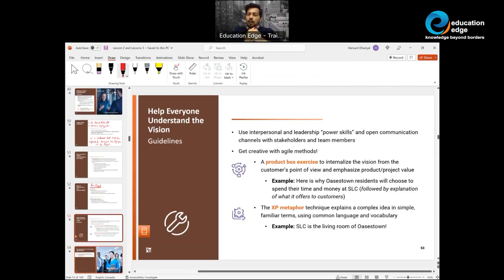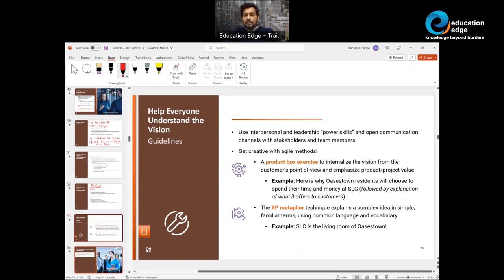Good project managers are constantly looking for opportunities to communicate the vision and ensure that organizational resources understand the vision, and this happens by communicating the vision constantly. There are ways that PMI recommends, on predictive as well as adaptive projects, to communicate the message. In predictive projects, we could use kickoff meetings. We could build shared understanding of the vision by socializing the project charter. On adaptive projects, though, a product box exercise or an XP metaphor.